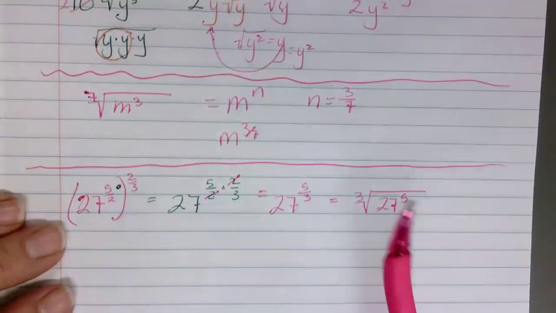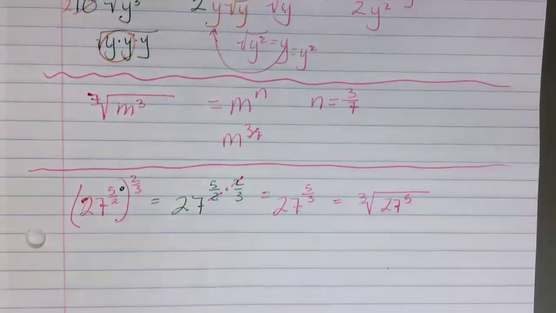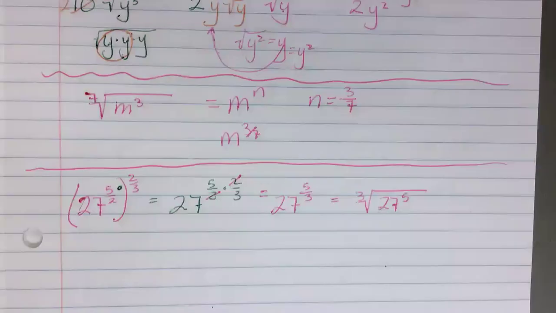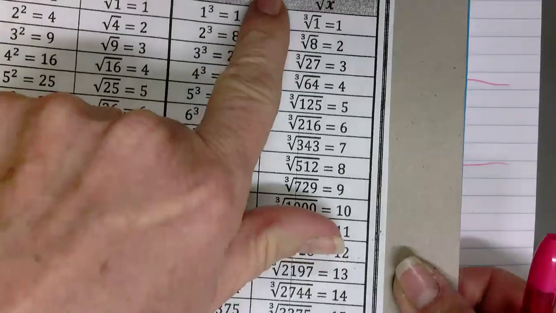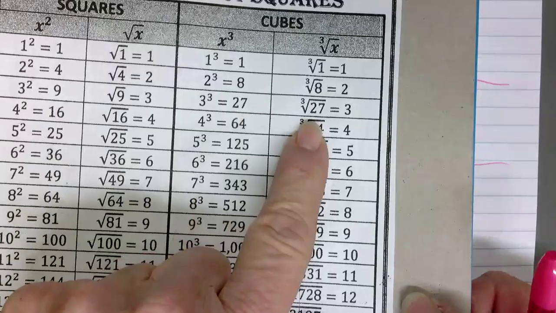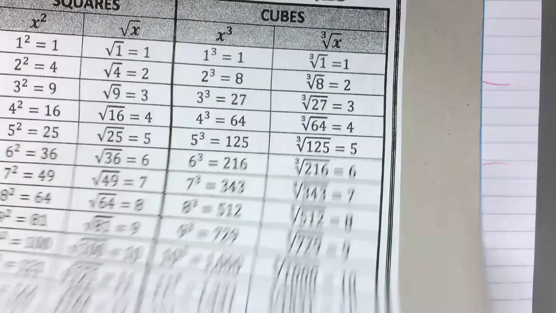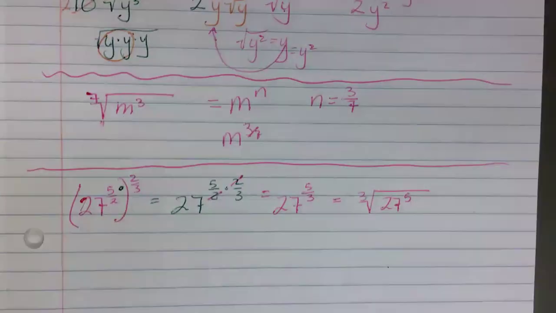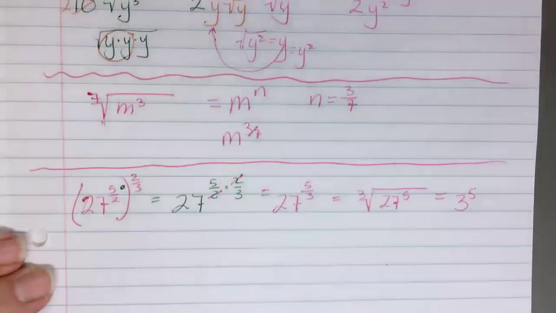But it would be nice if you notice that 27 is a perfect cube. How do you notice these things? You look at them in the back of your notebook, right? Where we have all of our perfect cubes. And so I see that 27 is on here. So the cube root of 27 is 3. So this equals 3, but still to the 5th power.